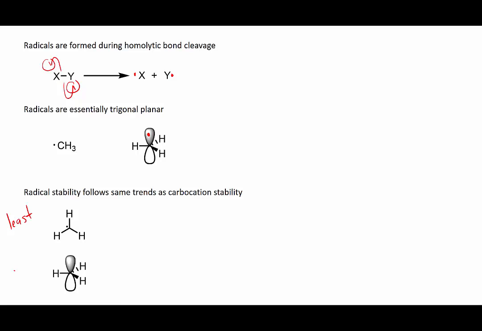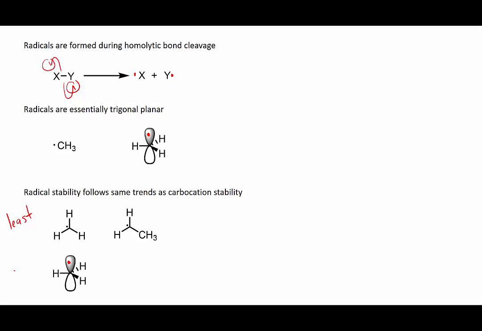Now let's take a look at the structure and see why. If we are losing electron density, basically we would want to have 8 valence electrons, in this case we only have 7, so we need to find another source for some extra electron density. In the case of a methyl radical, all of the hydrogens are out of plane with the methyl radical itself, that p orbital.